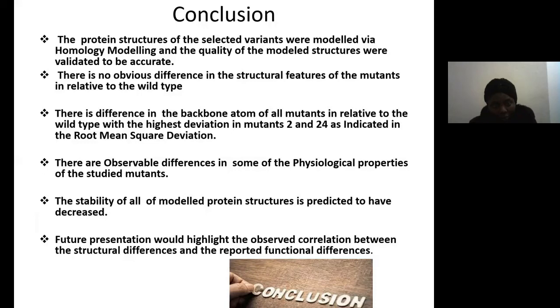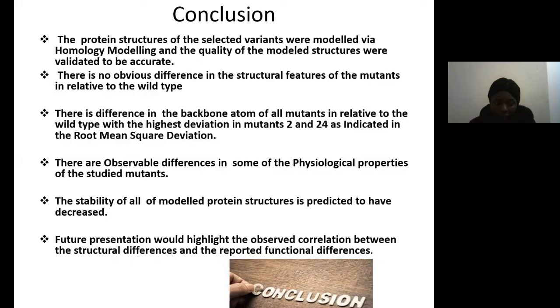There is no obvious difference in the structural features of the mutants relative to the wild type. There is a difference in the backbone atoms of all mutants relative to the wild type, with the highest deviation in mutant 2 and mutant 24, as indicated in the root mean square deviation. There are observable differences in some of the physiochemical properties of the studied mutants, specifically the GRAVY and the instability index. The stability of all modeled protein structures is predicted to have decreased.